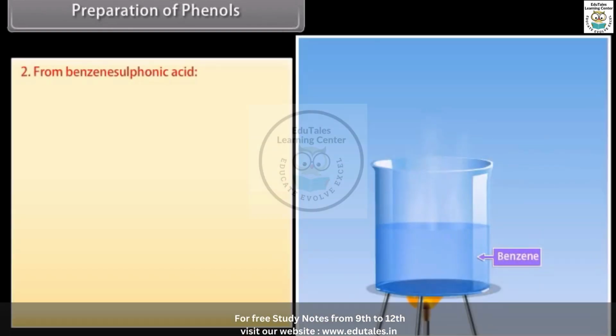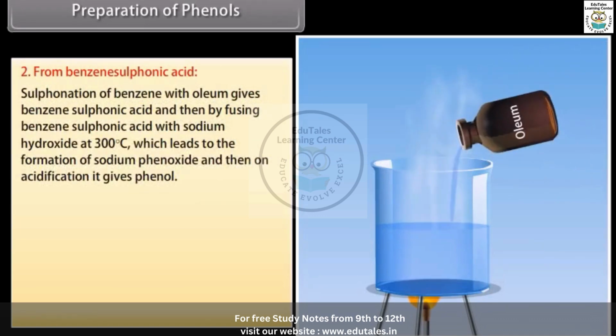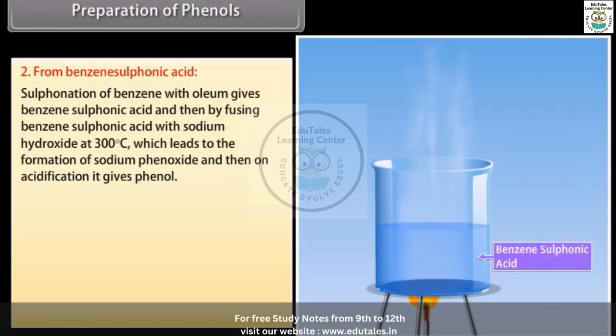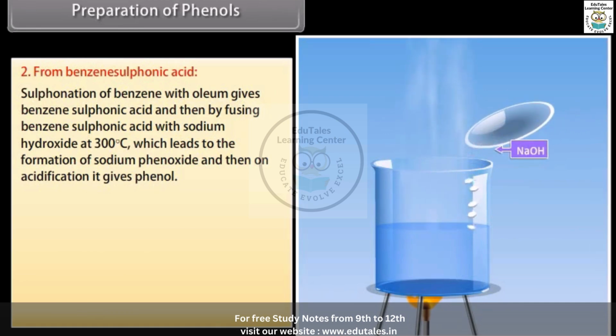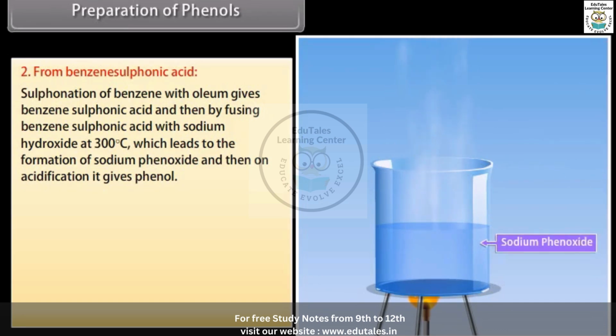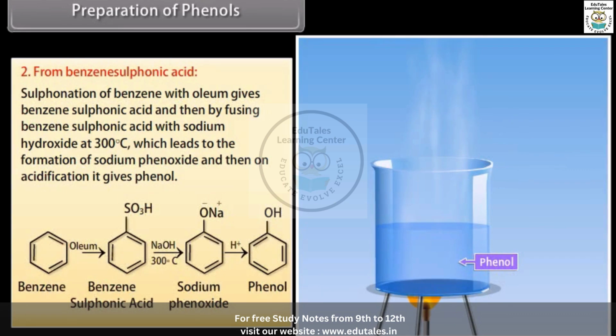From benzene sulfonic acid. Sulfonation of benzene with oleum gives benzene sulfonic acid, and then fusing benzene sulfonic acid with sodium hydroxide at 300 degrees Celsius leads to the formation of sodium phenoxide, and then on acidification, it gives phenol. Benzene is sulfonated using oleum to form benzene sulfonic acid, and then on heating with sodium hydroxide, it forms sodium phenoxide. On acidification of the solution, it results in phenol.